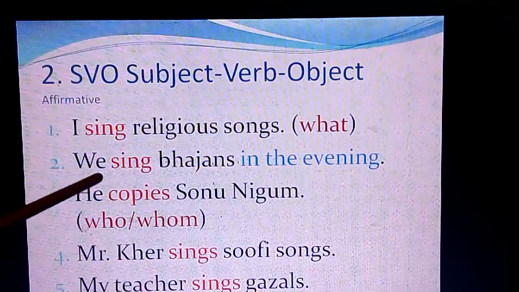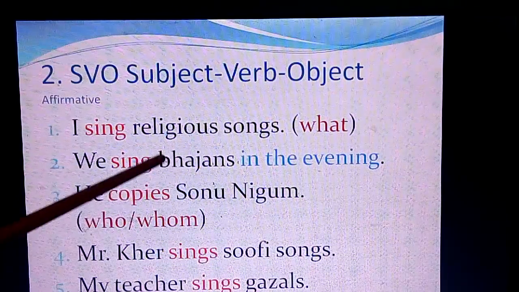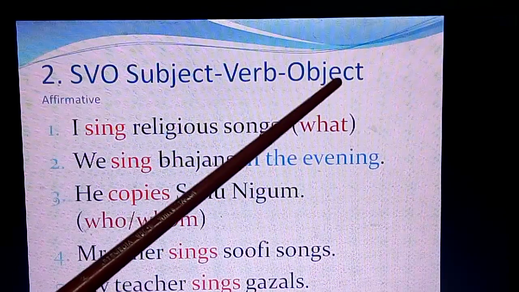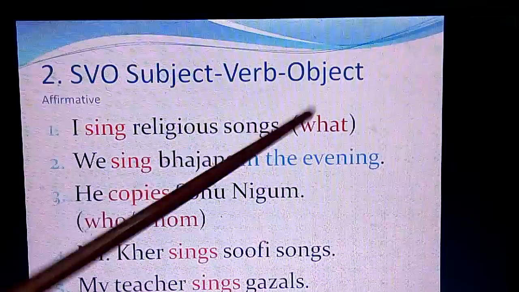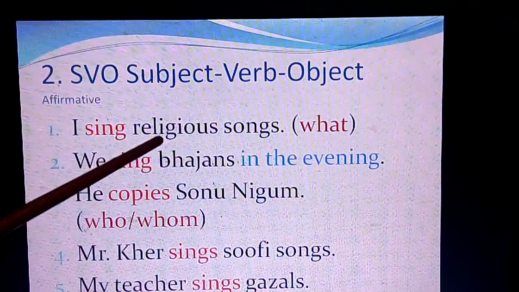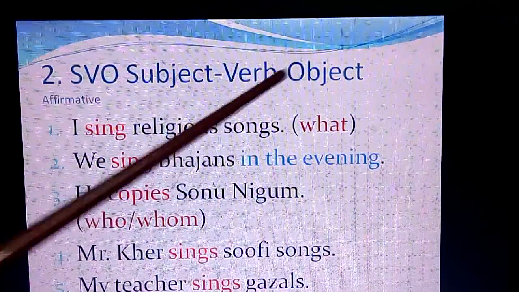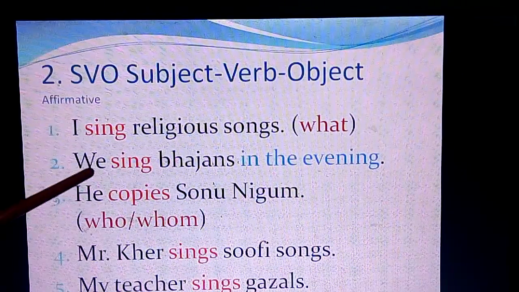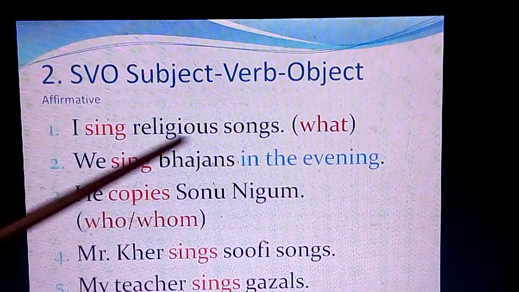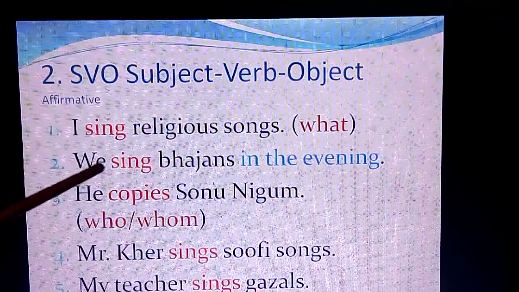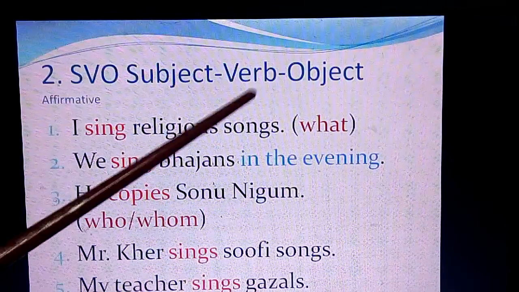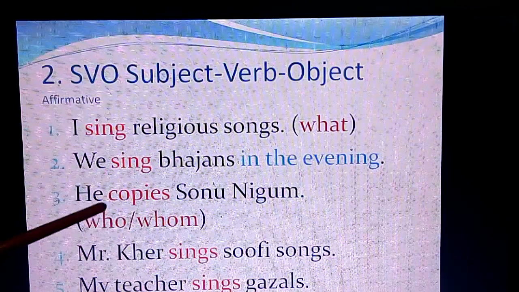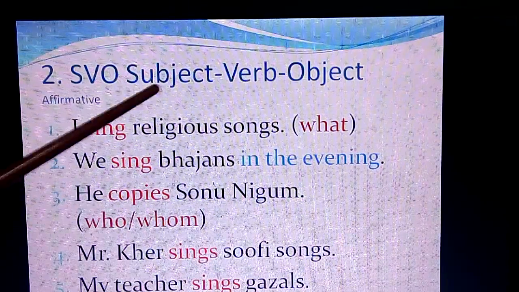So that means we have made a partial change in this. If we know that subjects and objects are nouns and pronouns, we can add any adjective before them. So yes, we sing bhajans in the evening. The same structure is there: subject we, verb sing, and object bhajans. So in this way you can continue to understand this structure.